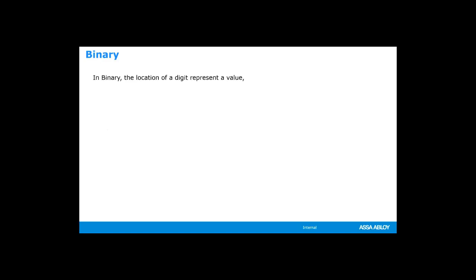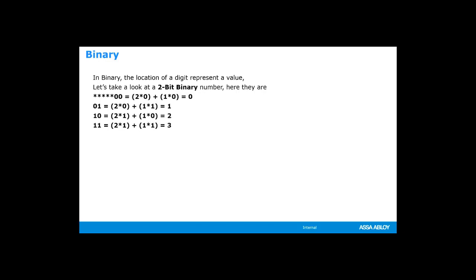In binary, the location of the digit represents a value. Let's look at a 2-bit binary number. Remember, a 2-bit binary number is made up of 2 digits, either 0 or 1. So this gives you the option of having 0, 0. The way this is calculated is 2 times 0 plus 1 times 0 is equal to 0. 0, 1 is 2 times 0 is 0, 1 times 1 equals 1, so we have a total of 1 there.